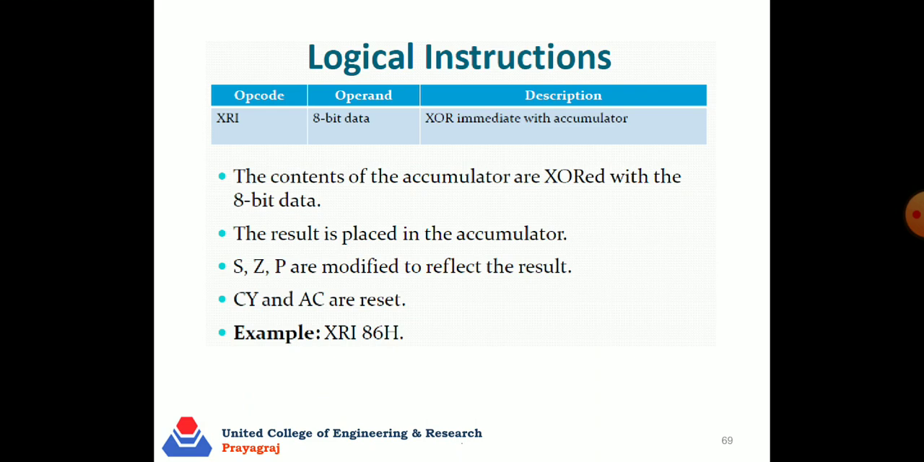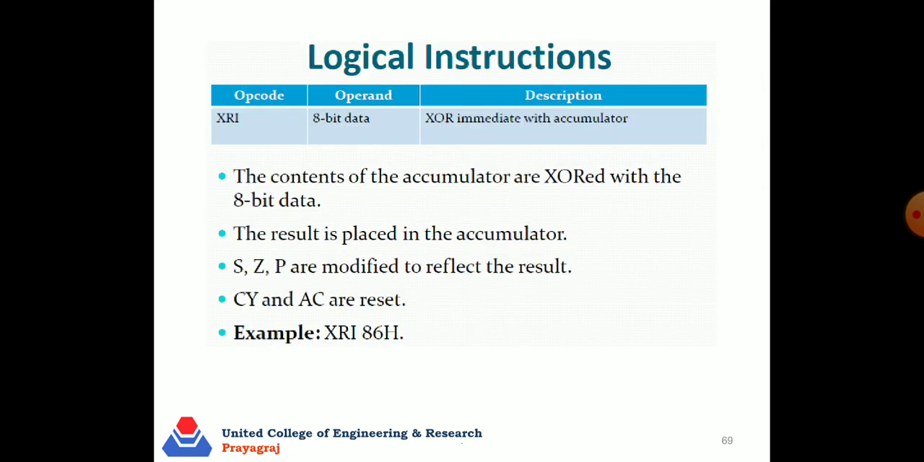Next is XRI, which means XOR immediate with accumulator. So here the opcode is XRI and the operand is 8-bit data. So it is a 2-byte instruction, and the truth table and all things are similar as we discussed previously.